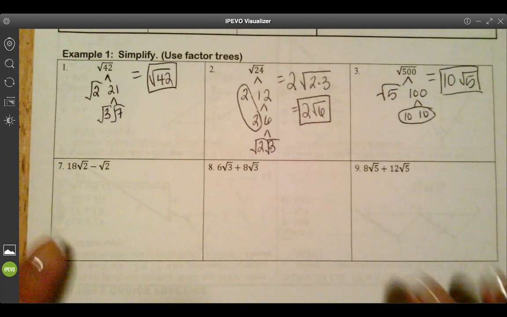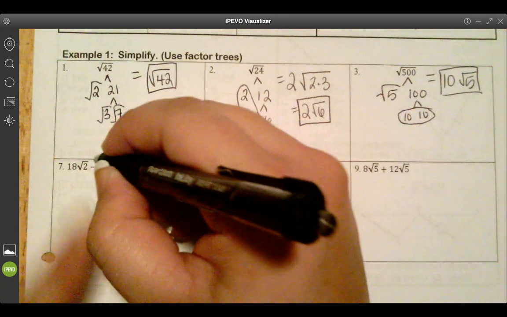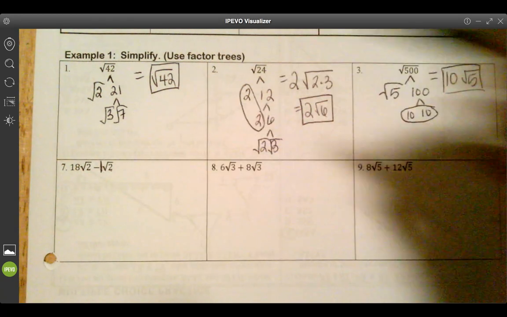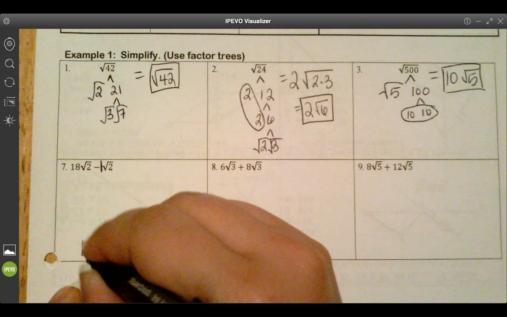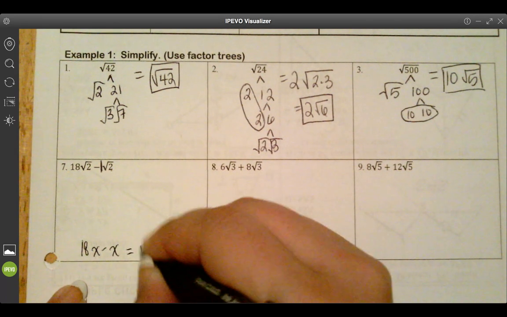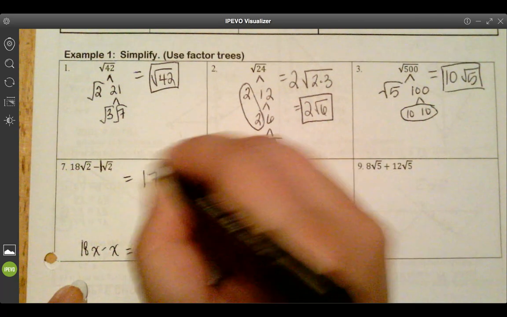For the next one, we have here, they both have a square root of 2. This is 18. This has an invisible 1, just like if it was an 18x minus x. 18x minus x would give us 17x. So this gives us 17 times the square root of 2.